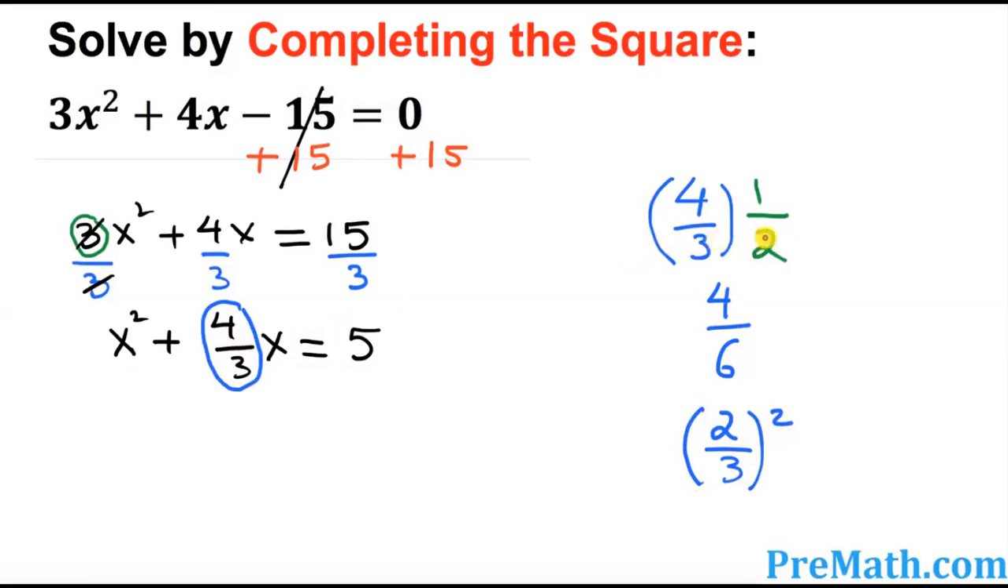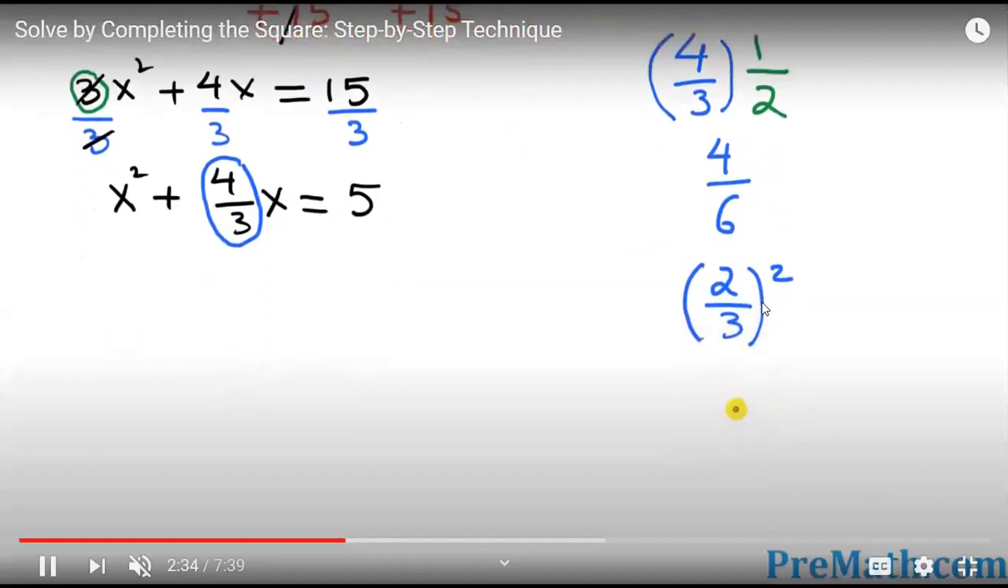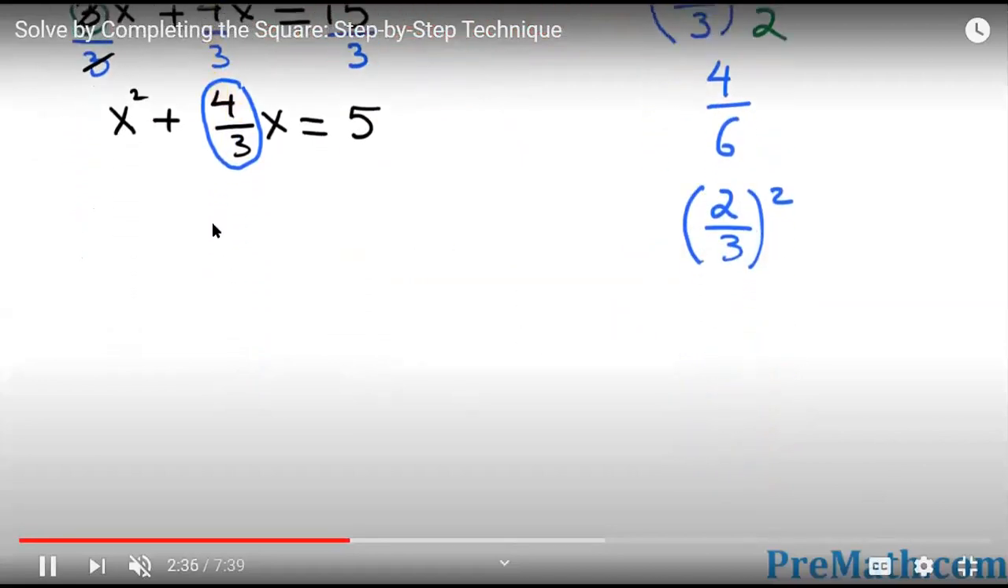It means the square of the binomial consists of 3 terms, trinomial form. So the first term is x square, the second term is 4 upon 3x, and the third term is missing, which is equal to 2 upon 3 whole square. Now we can add 2 upon 3 whole square to the right side of the equation and the left side of the equation to make this side into a perfect square.